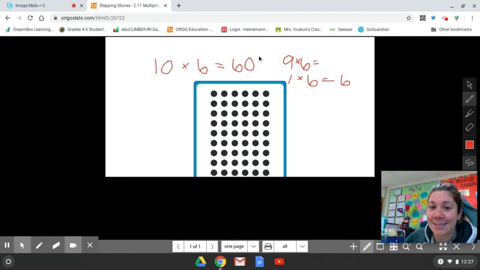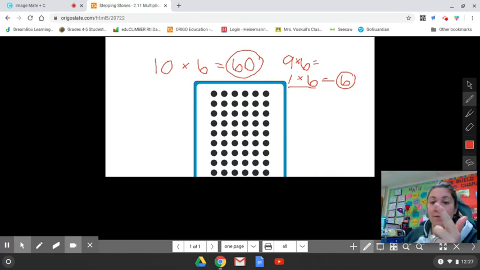I had 60. I covered one row of 6, which is 6 beads. So then 9 rows of 6 would just be 6 less than 60. So I can count back 60, 59, 58, 57, 56, 55, 54. So 9 times 6 equals 54. I had 10 rows of 6. I covered up one row of 6. So I only had 9 rows of 6.